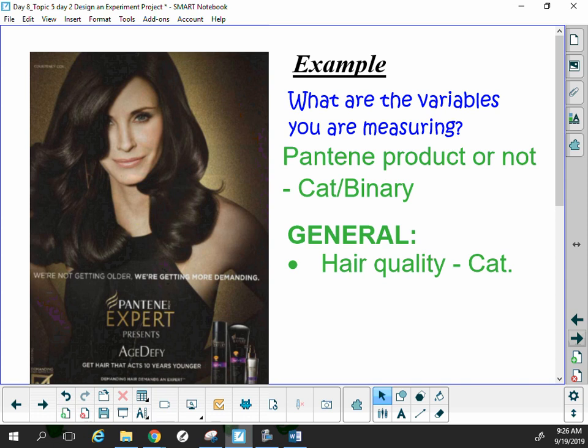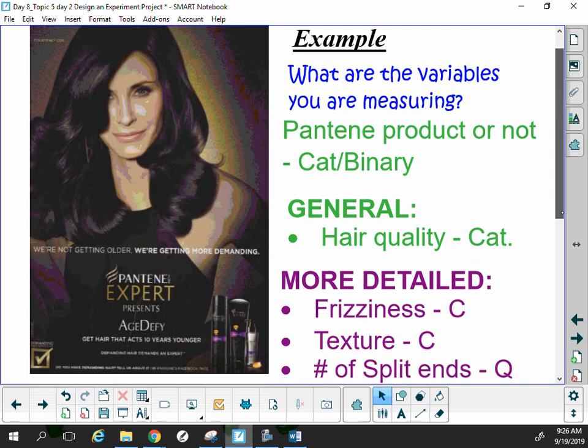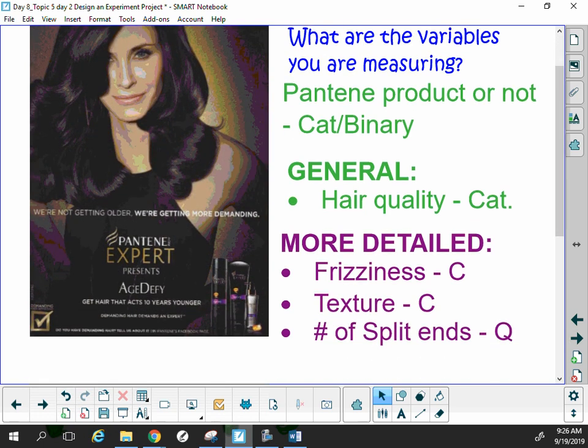In general, their overall hair quality, and I'll make categories for this so I can put them in one of those categories. And I'm going to say frizziness, categorical, texture is categorical, number of split ends. Guys, I'm going to actually count how many split ends each one of these 100 women have, okay? Do I actually have to do it? No. So I can totally say I'm going to do that, okay? And that would be quantitative.